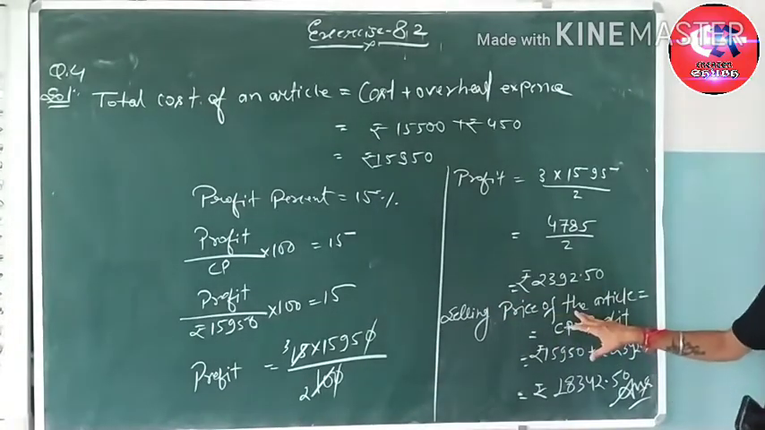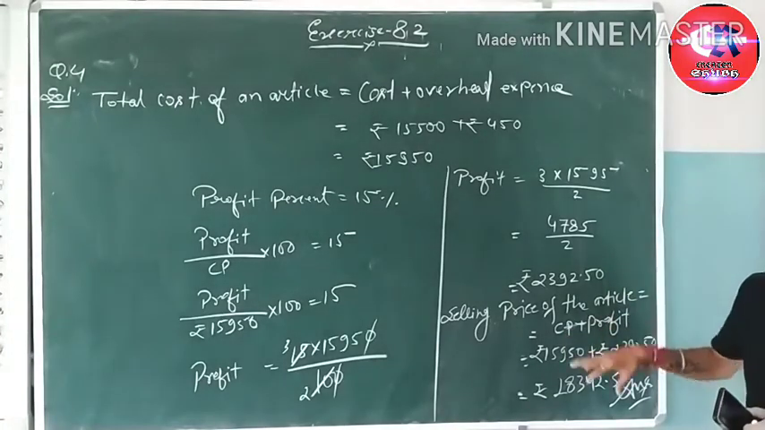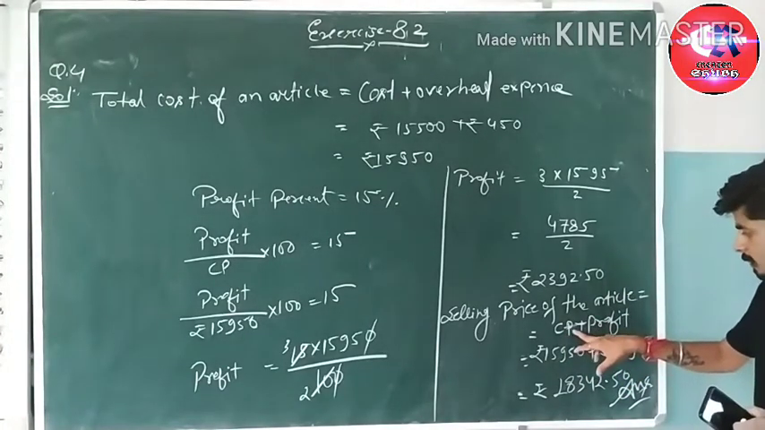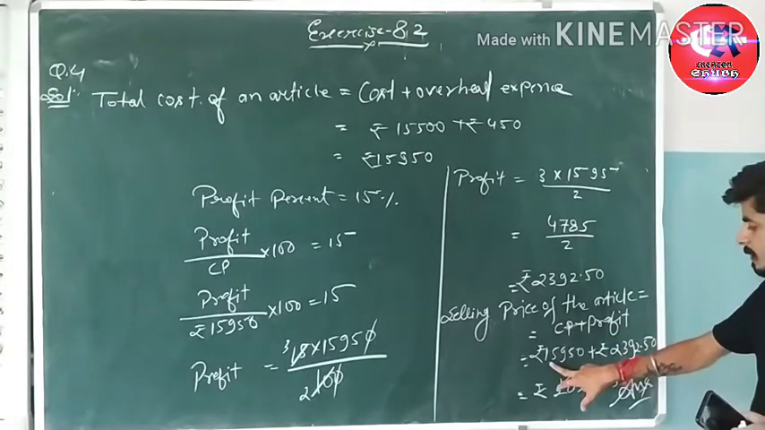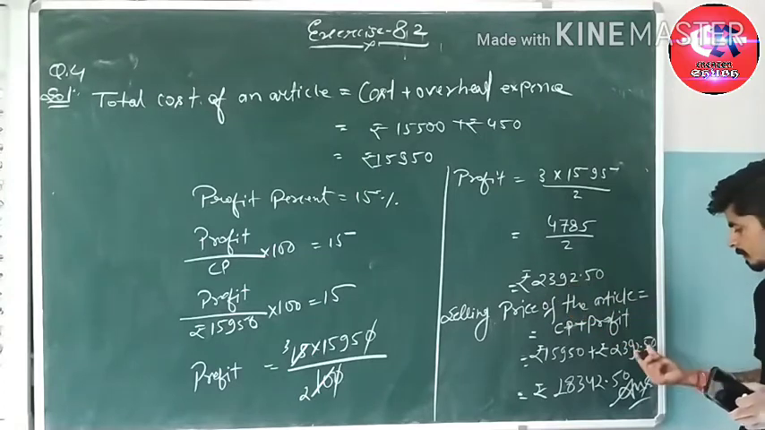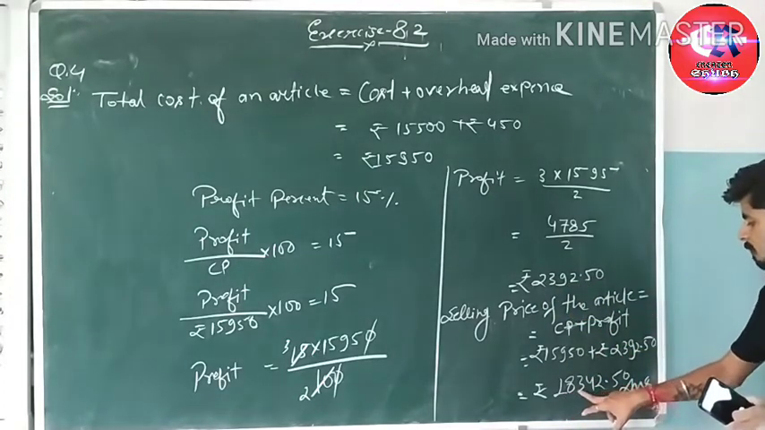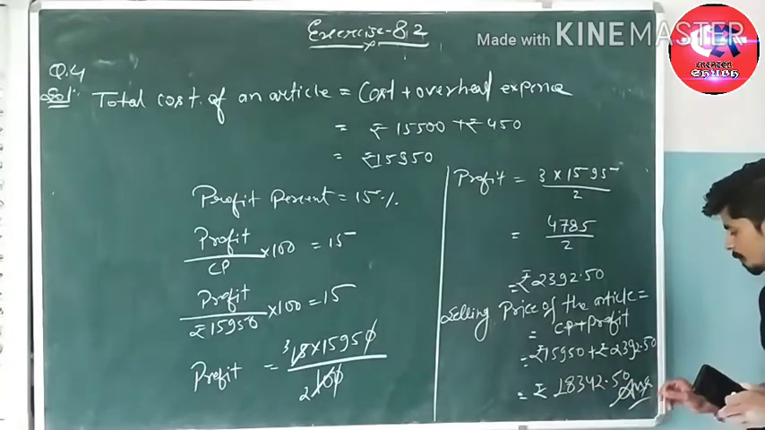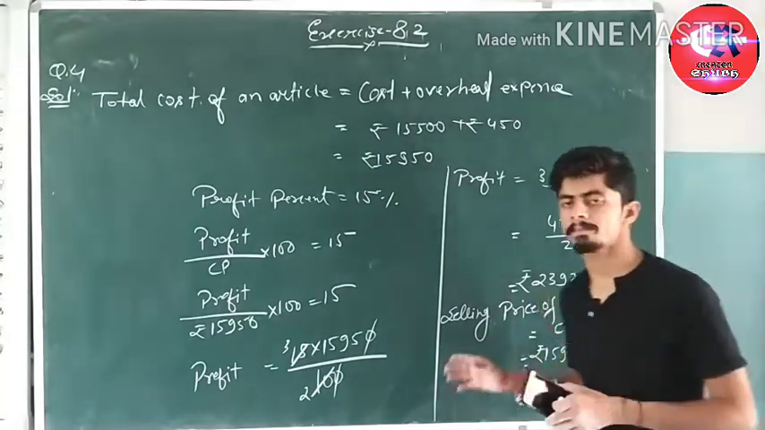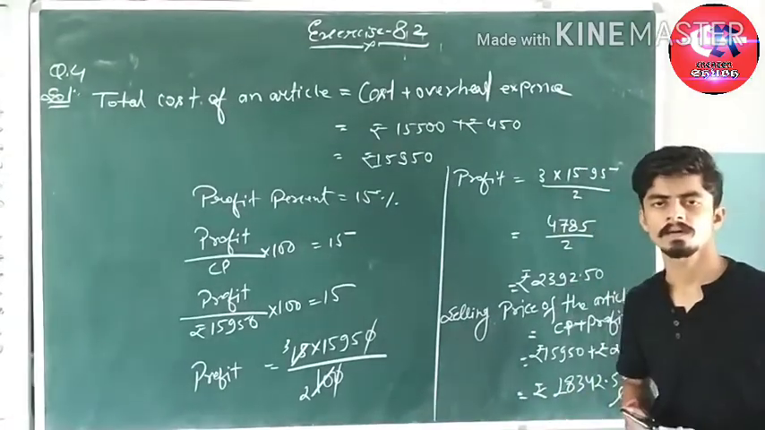Selling price, what will be the selling price? Cost price plus profit, similar to the previous question. So what was the CP? Total CP is 15,950 and the profit what we found here we have to write here. Now we have to add these numbers and we get 18,342.50. This is the total selling price of the article. So that's all the solution of question number 4.